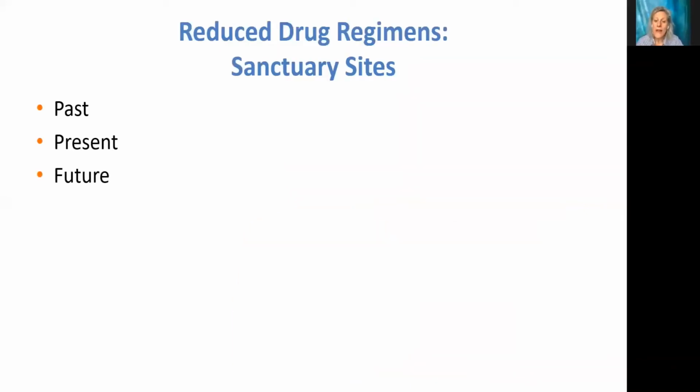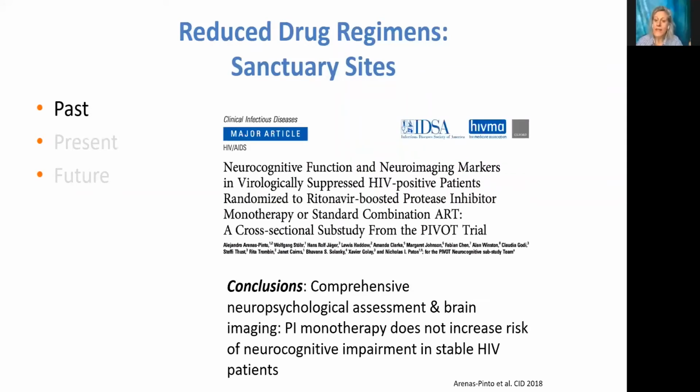So we can have a look at reduced drug regimens from the past, the present, and a bit of the future, and see what happens in sanctuary sites. For reduced drug regimens in the past, we already know that neurocognitive function and neuroimaging markers in people living with HIV with an undetectable viral load do not differ if people are on darunavir-ritonavir monotherapy versus being on 3 antiretroviral drugs.